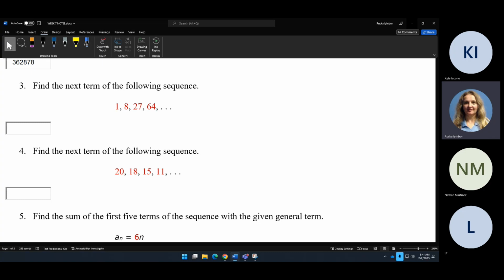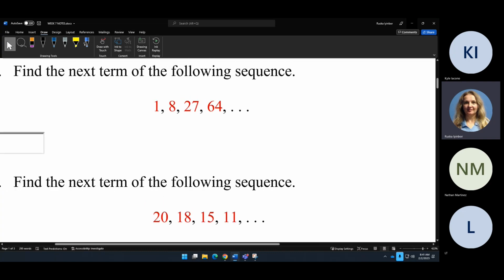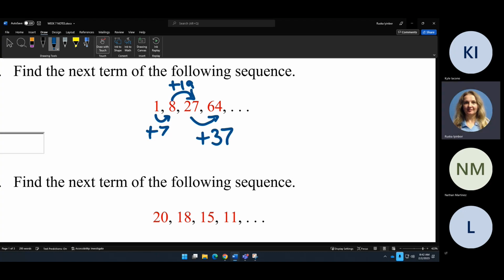Number 3. So we have 1, 8, 27, 64. Anybody have an idea what's going on here? No? Okay, so let's start checking the plus and multiply. From 1 to 8, if I do adding, I'm adding 7. From 8 to 27, I'm adding 19. From 27 to 64, I'm adding 37. So what are you going to add next? It's not clear, right? So this doesn't work.